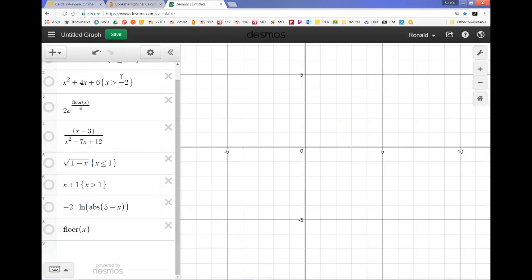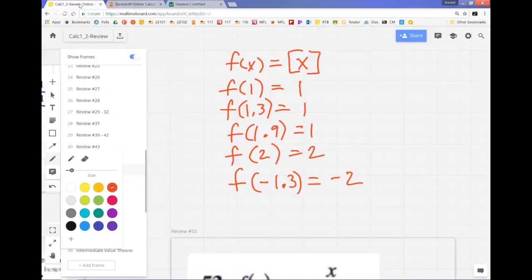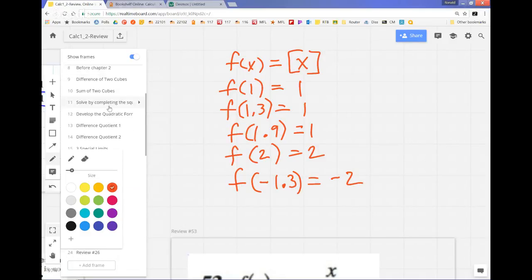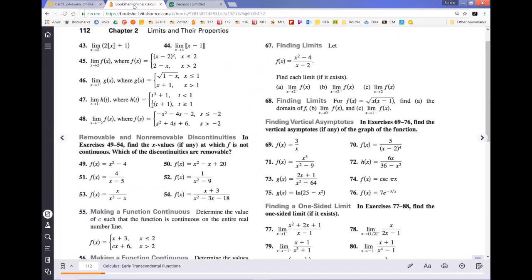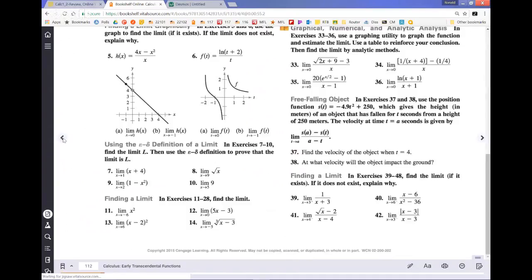Now, what were we doing? Oh, another one I got requested was number 3. Okay, so number 3, let's look at the book for this. Number 3.